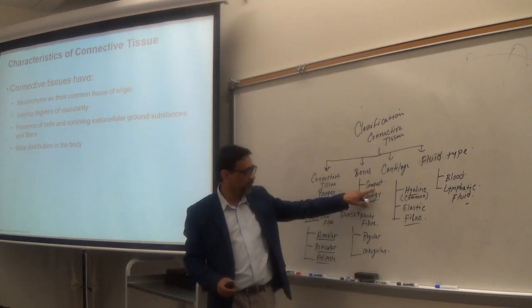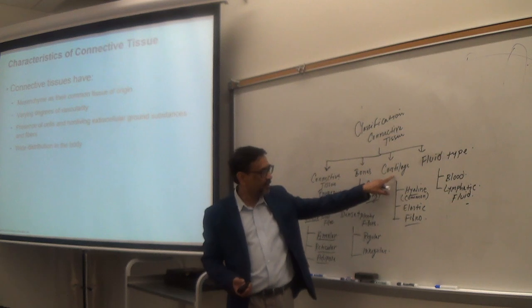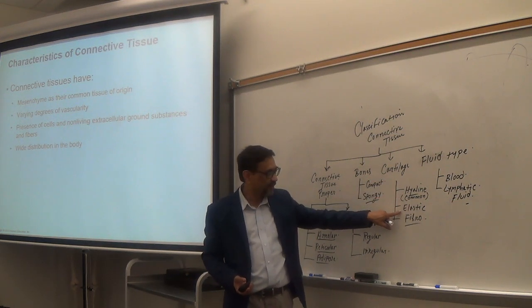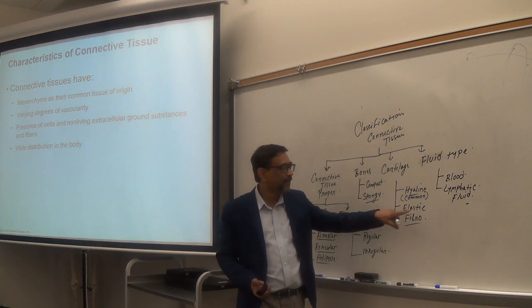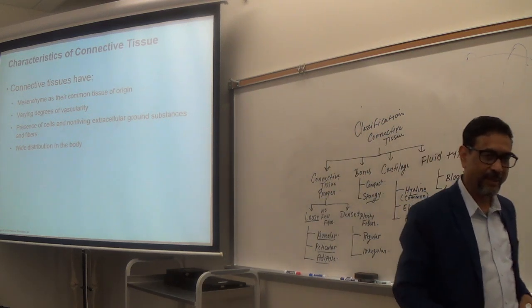Bones. Hard bones are called compact bones, and spongy, soft. Cartilages, hyaline, elastic, fiber. Okay. Blood and lymphatic fluid belongs to fluid type of connective tissue. Okay.